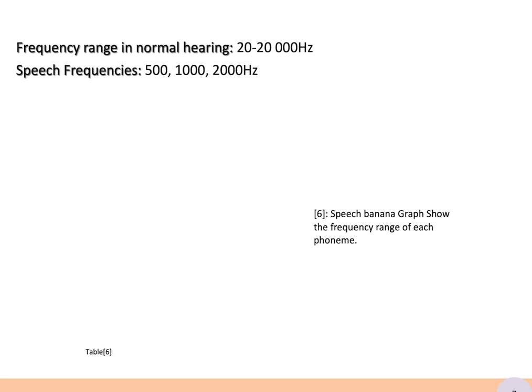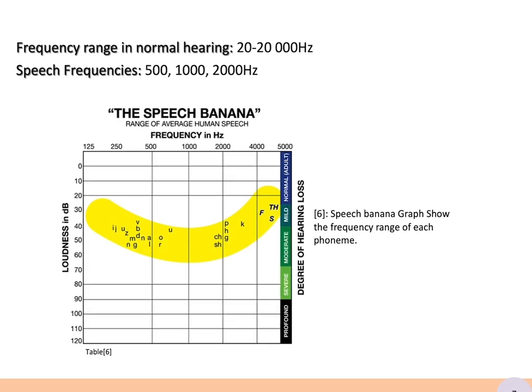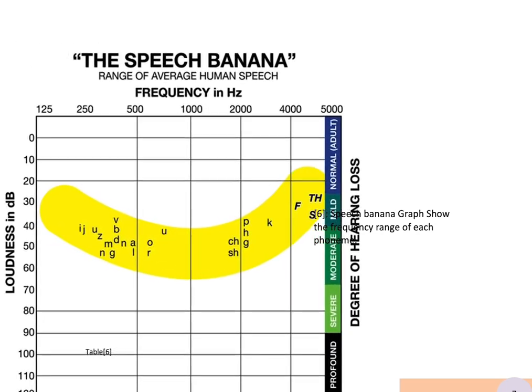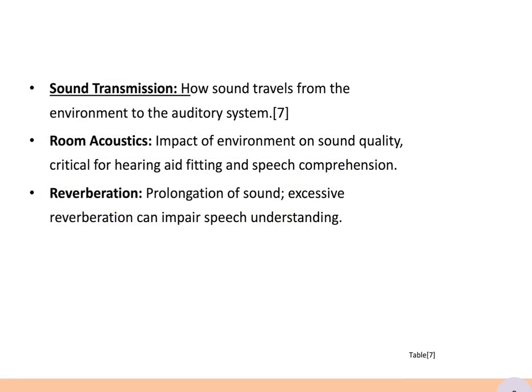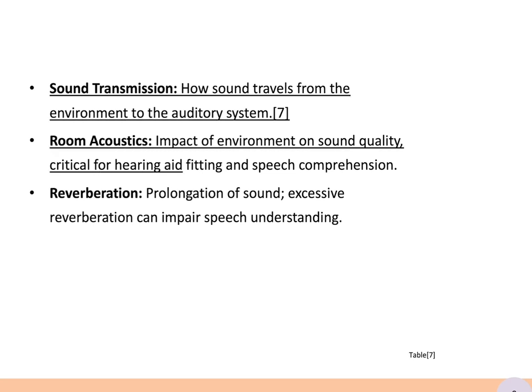The frequency range in normal hearing is between 20 and 20,000 Hz. Speech frequencies are 500, 1000 and 2000 Hz. In this slide, figure 6 illustrates the speech banana, which is a graph that shows the frequency range of each phoneme. Sound propagation and hearing. Sound transmission: how sound travels from the environment to the auditory system, illustrated in figure 7.